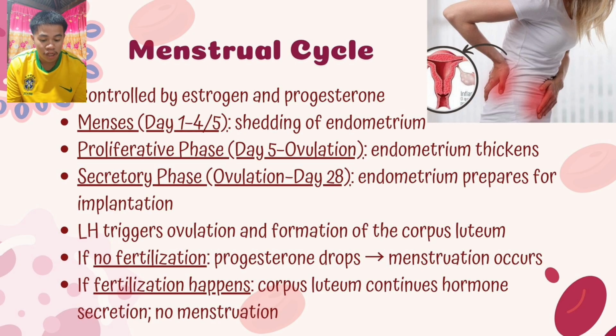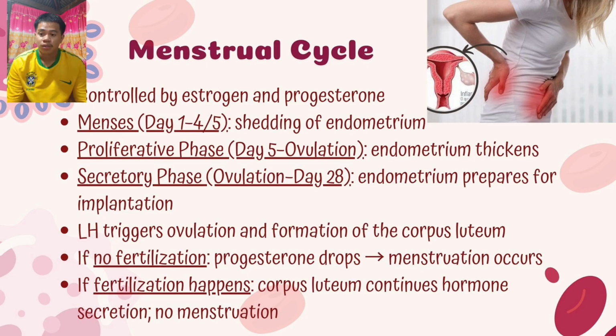Next, LH triggers ovulation and formation of the corpus luteum. If there is no fertilization, progesterone drops and menstruation occurs. If fertilization happens, the corpus luteum continues hormone secretion and there is no menstruation.